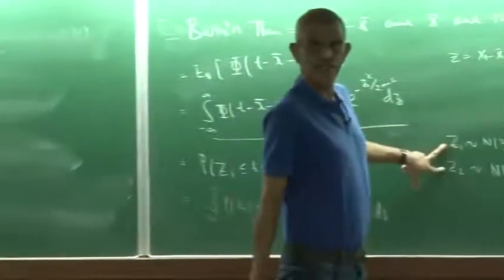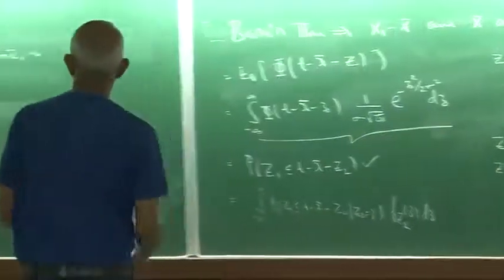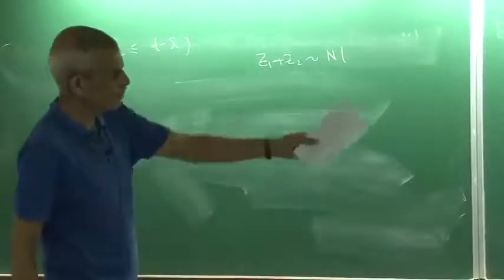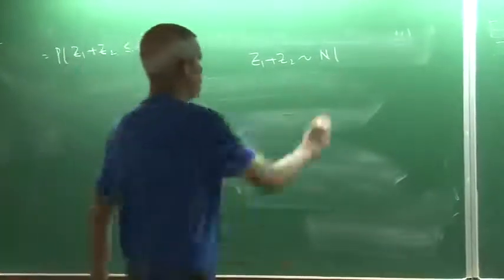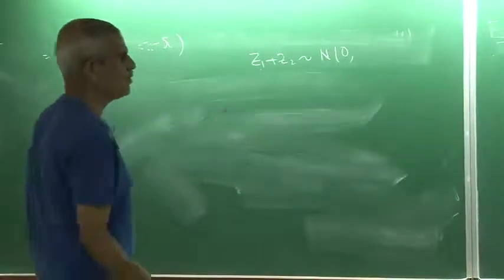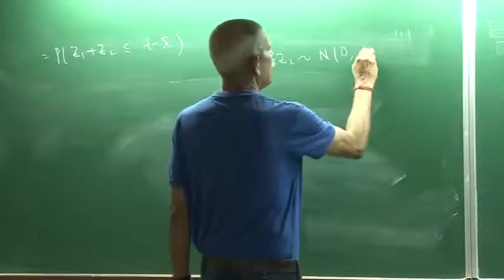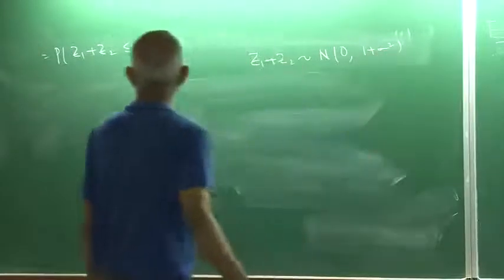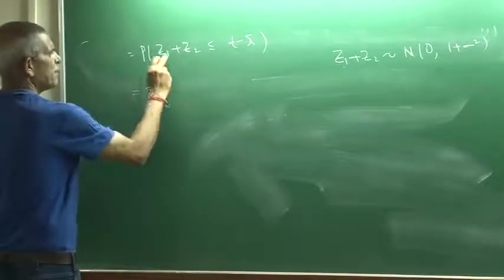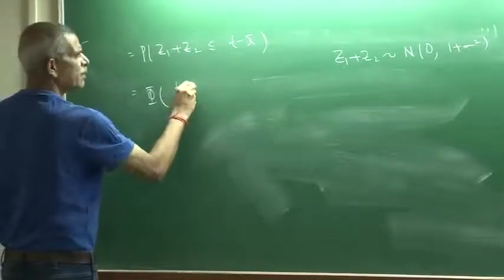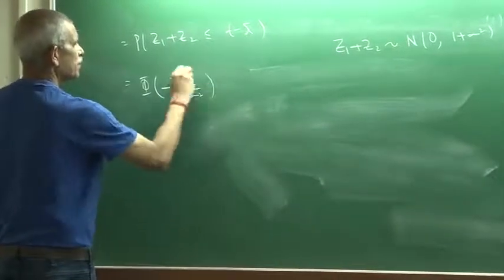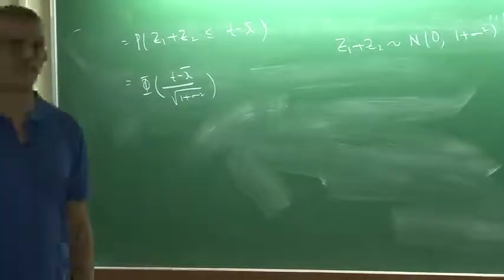It is a sum of two independent normals, so it is again normal. What is the mean? Mean of Z1 plus mean of Z2. Mean of Z1 is 0. Mean of Z2 is 0. So the mean is 0. Variance of Z1 plus variance of Z2. Variance of Z1 is 1, plus sigma square. So this can be written as phi of (t minus x bar) by root of 1 plus sigma square. So this is what it is.